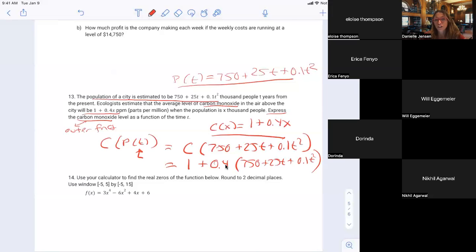Yeah, good question. So look to that last sentence and it'll say express the whatever. And that whatever is your outer function, which by default, the other one will be your inner. And that was more of an application of composition of functions.